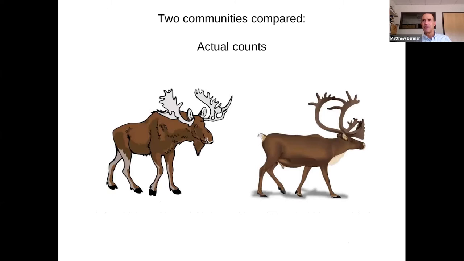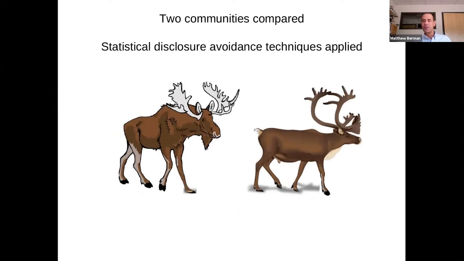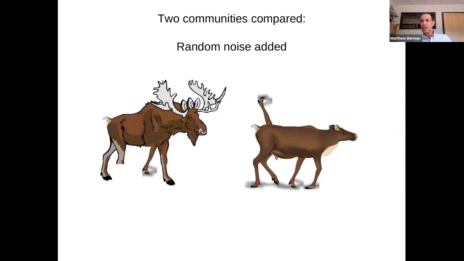And here's a little simple illustration of it. The actual counts, you've got two animals that are obviously different. So with statistical disclosure policies like data swapping and things like that, it does change these animals, but you have to look really closely to tell the difference. If you look carefully, you'll see one of the feet is swapped there. Random noise is a lot more intrusive. It basically can put things in there. And of course, the total has to add up to the number, but the component parts can be quite different than they really were.